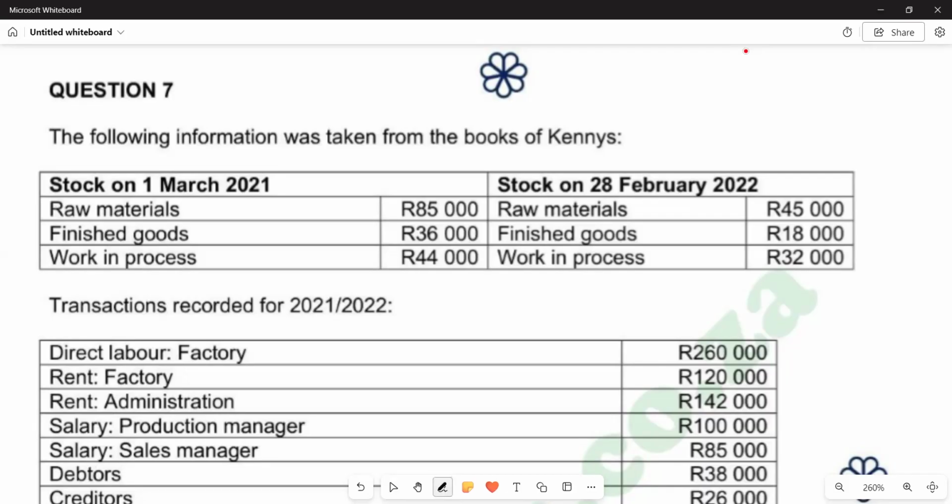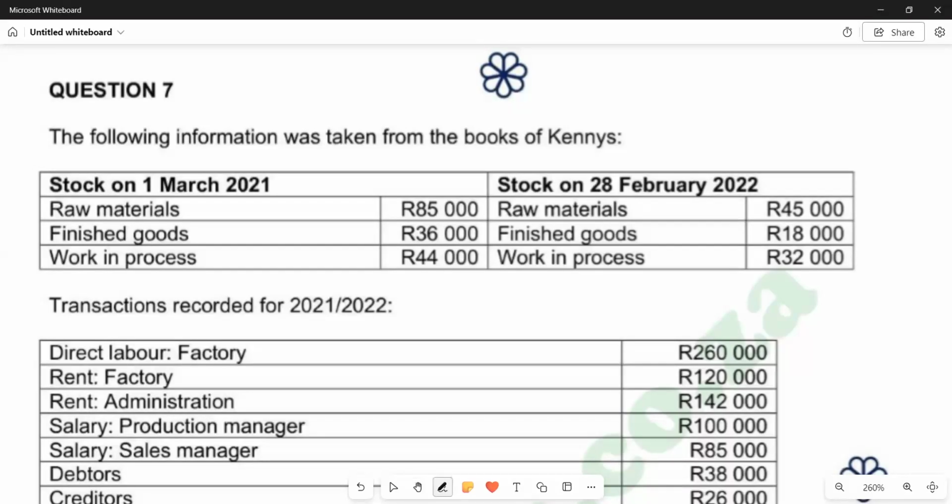So our question reads: the following information was taken from the books of Keynes. They are given a table there of the opening balances and the closing balances. So our stock on 1 March 2021 represents the opening balances, whereby we're having raw materials, finished goods, and work in process. And then on 20th February 2022, that's where we're having the balances at the end of the year. So let's just take note of that.